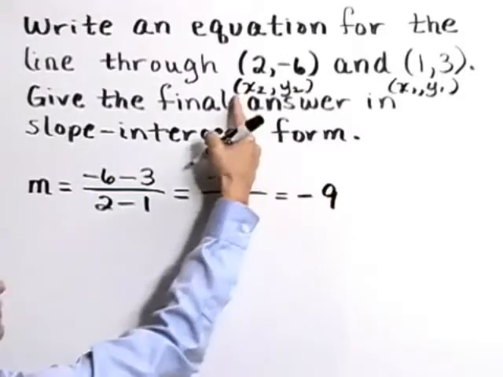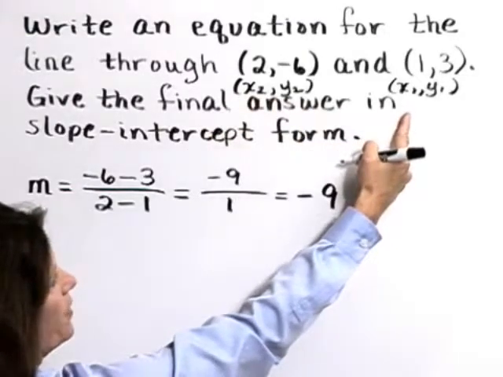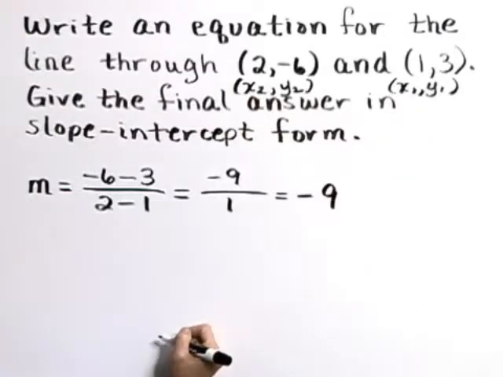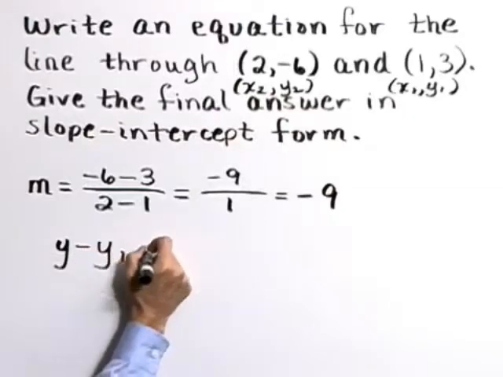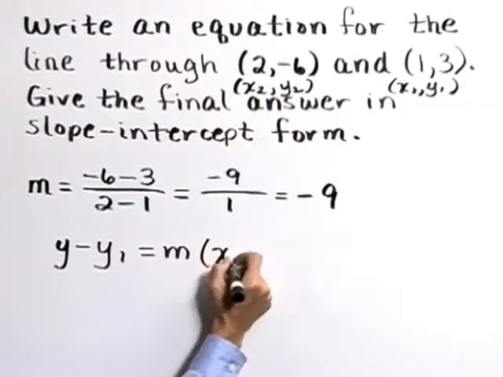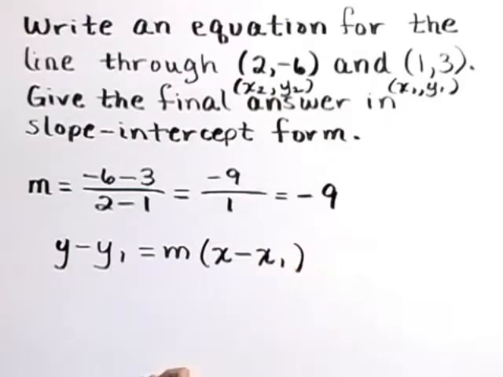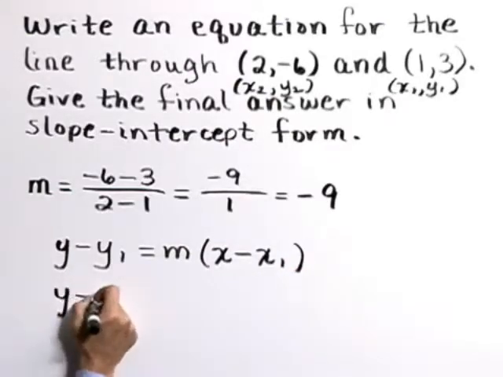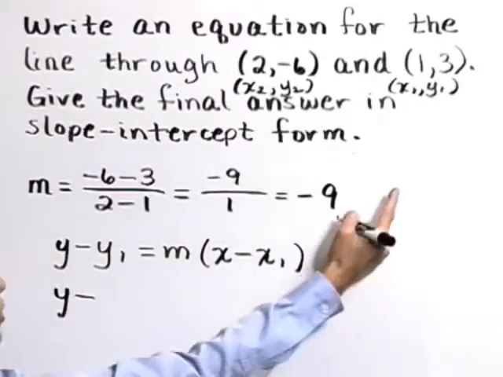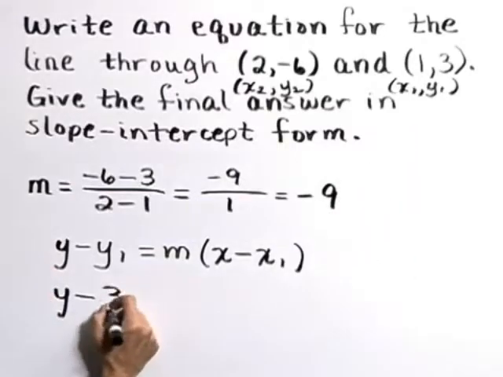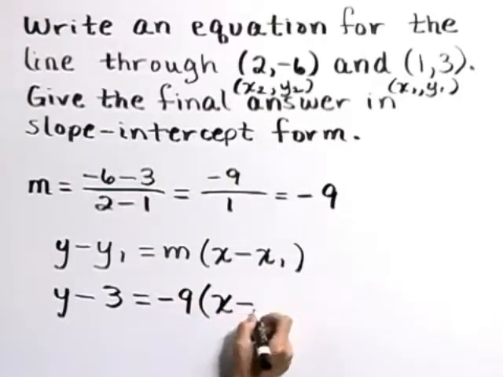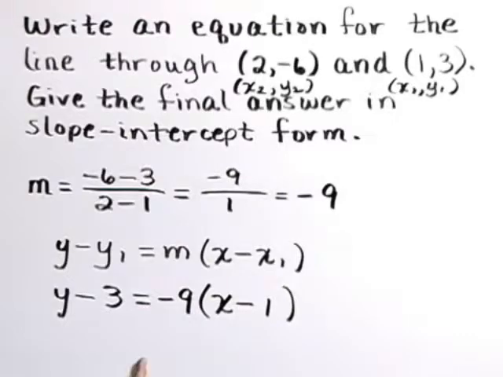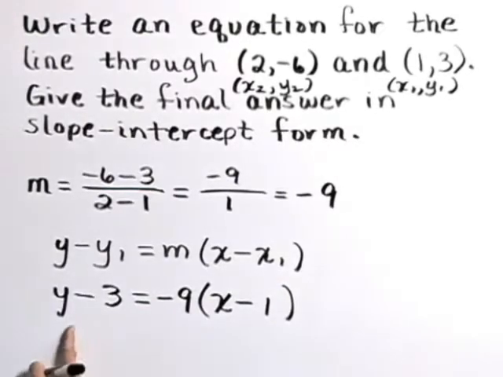Now let's use one of those points, either one, within our point-slope formula to write the equation of this line. The point-slope formula is y minus y1 is equal to the slope times x minus x1. So we have y minus y1, which is 3, is equal to the slope, -9, times x minus x sub 1, which is the number 1. Now we want to write this equation in slope-intercept form, so let's solve for y.